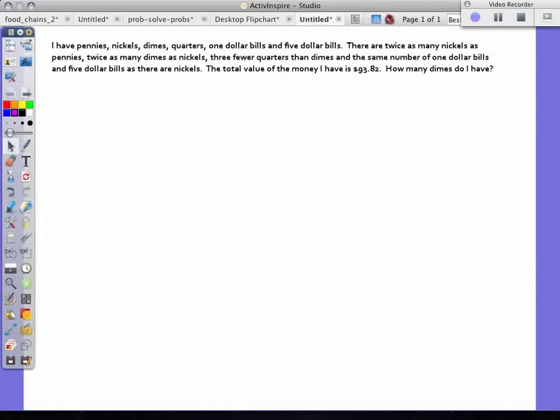The problem reads, I have pennies, nickels, dimes, quarters, $1 bills, and $5 bills. There are twice as many nickels as pennies, twice as many dimes as nickels, 3 fewer quarters than dimes, and the same number of $1 bills and $5 bills as there are nickels. The total value of the money I have is $93.82. How many dimes do I have?